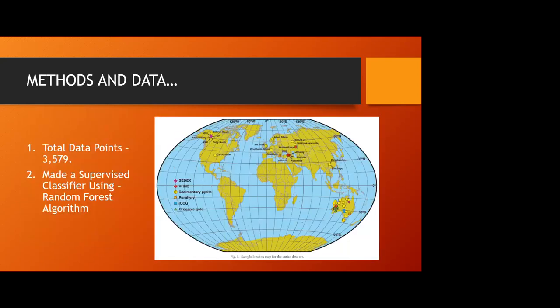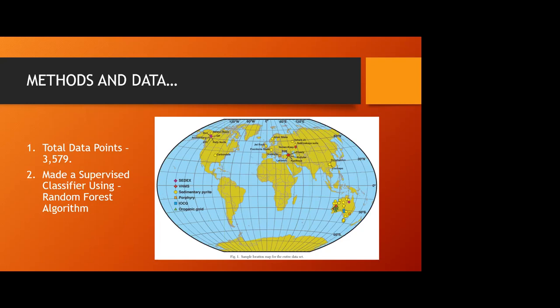So the data they had was around 3,579 data. Some of them were taken from previous works. Most of them were funded by, I don't remember which project, but most of them were funded and they were analyzed in their own lab. But a major chunk was also taken from pre-published literature.